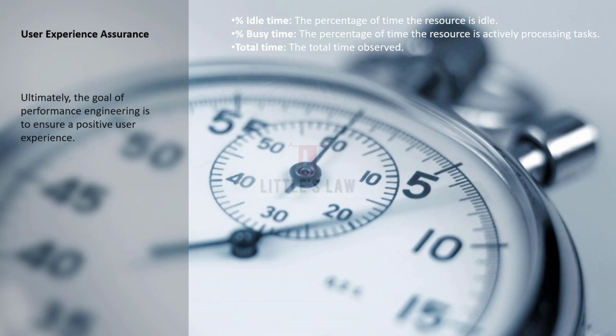In summary, the percentage idle time is a key metric in performance engineering that helps assess resource efficiency, identify bottlenecks, plan for system capacity, tune performance, and ensure a satisfactory user experience. Overall, monitoring this metric provides valuable insights into the health and performance of a system under various conditions.